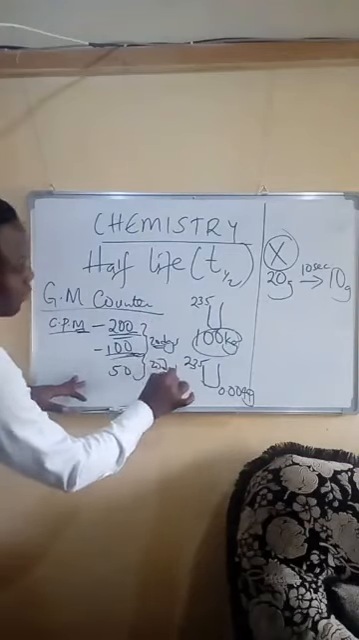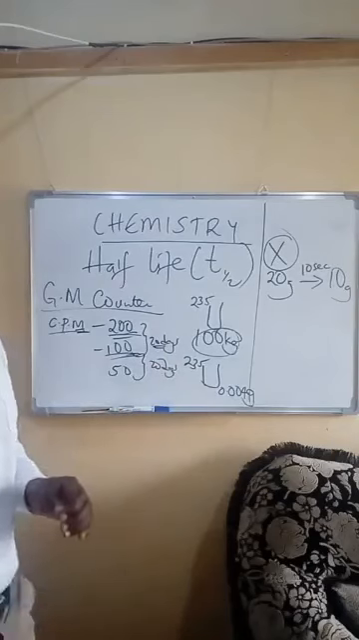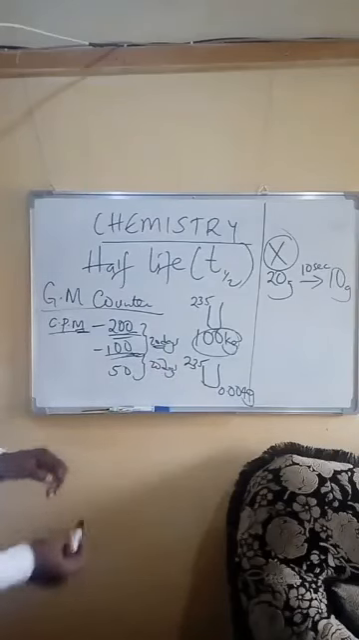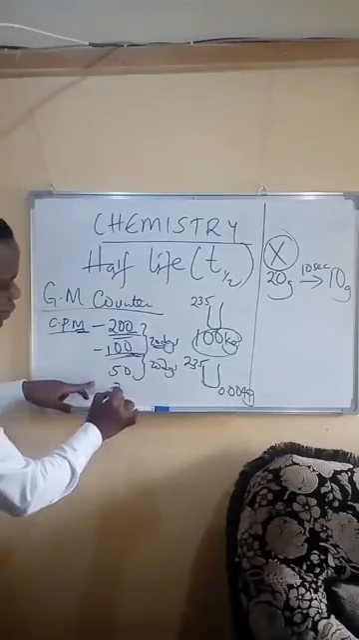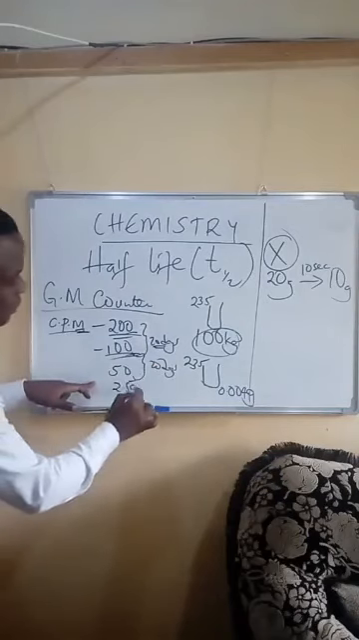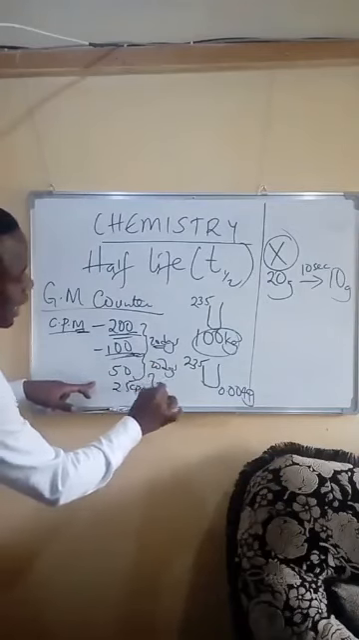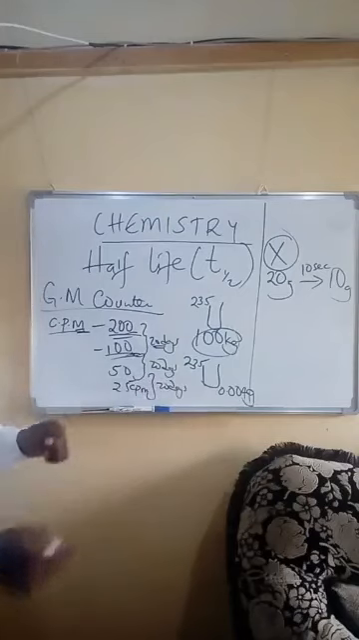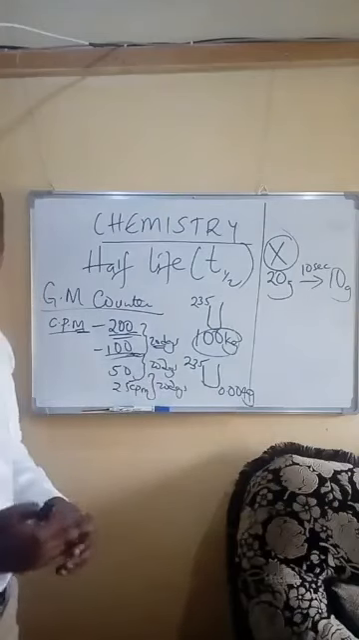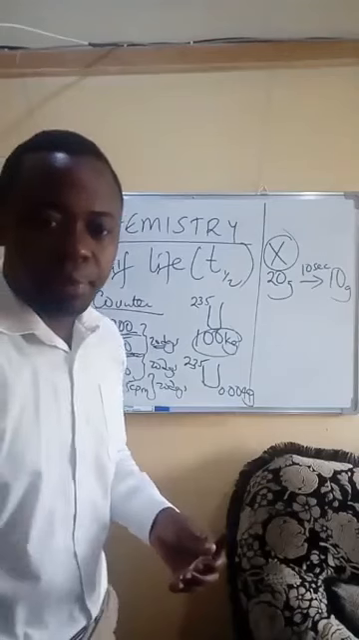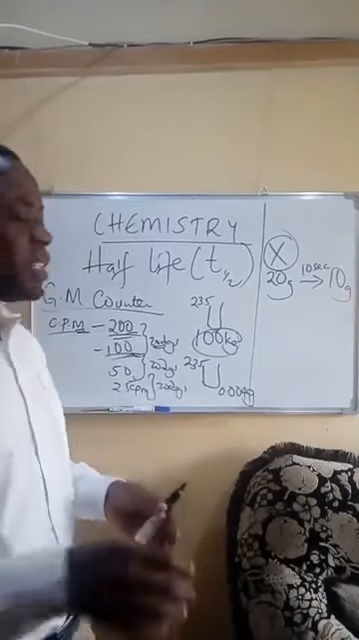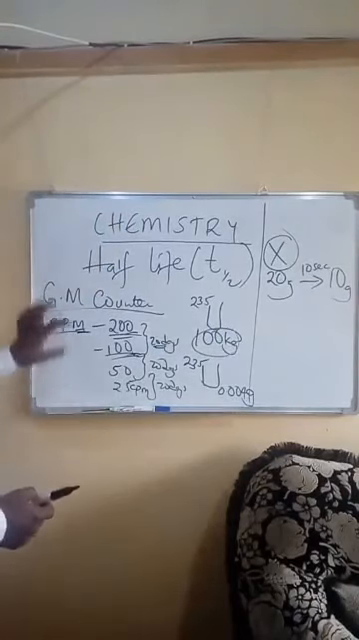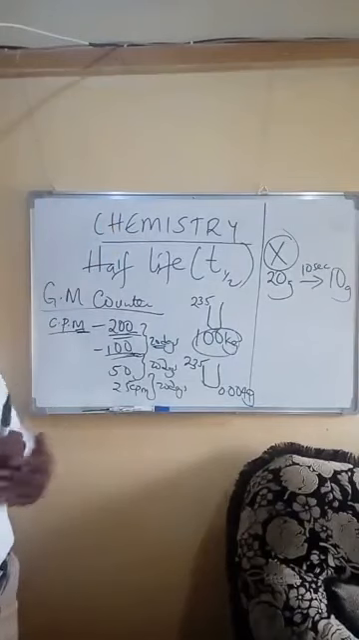And it would take another 20 days for the count rate again to reduce from 50 to 25 CPM. It would take another 20 days, etc, etc. So activity can be measured in terms of CPM or CPS, etc, etc.